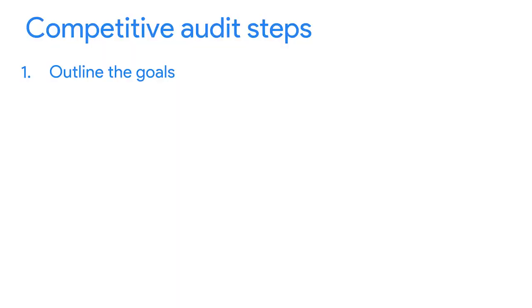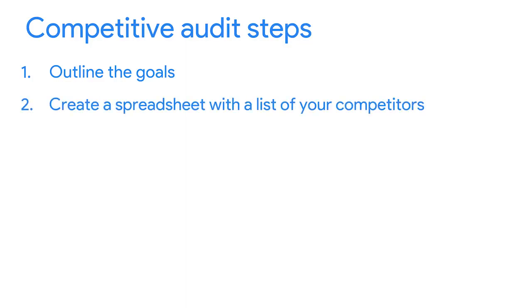Okay, now you have outlined the goals for your competitive audit. Next up, step 2, create a spreadsheet with a list of your competitors. You should aim to include 5 to 10 competitors in your list. Some of the competitors should be direct, and others should be indirect.